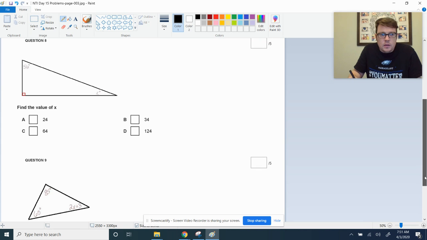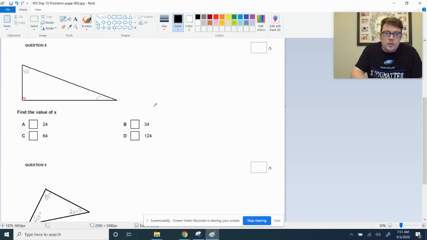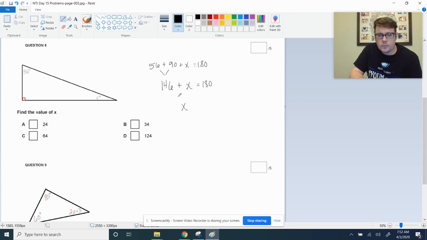Number 8 is the same question, but now it's asking us to find the value of x. We already have our equation, 56 plus 90 plus x equals 180. So all we have to do is combine our like terms. 90 plus 56 is 146. And we can get x by itself by finding the difference of 180 and 146. And 180 minus 146 gives us 34.